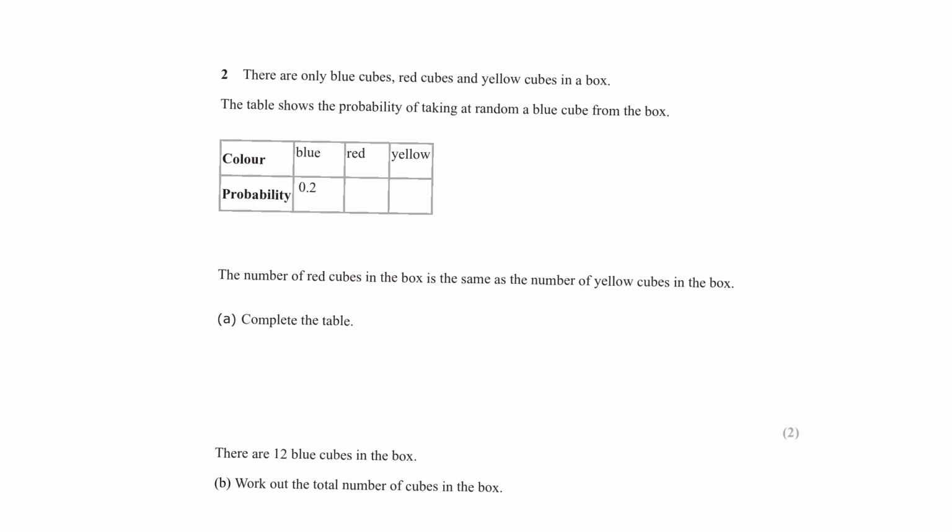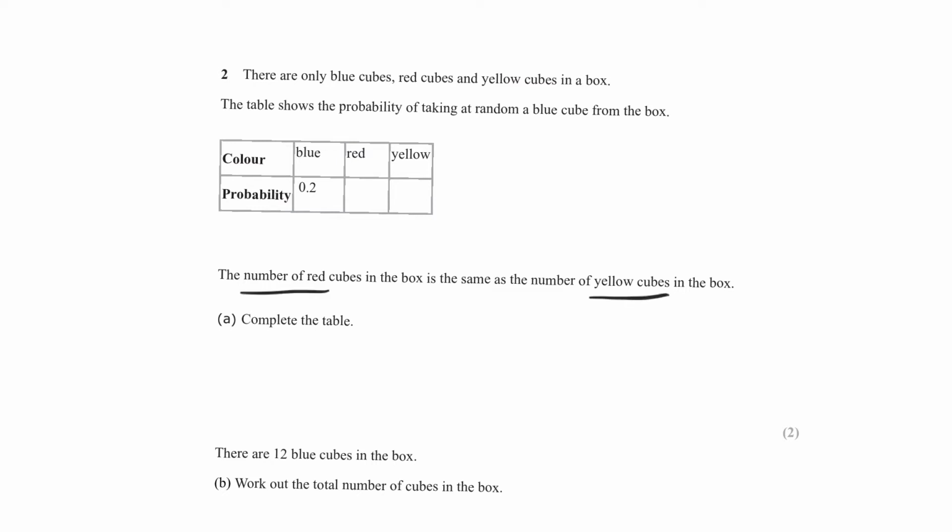Then having a look at question 2, it says that there are only blue cubes, red cubes, and yellow cubes. The table shows the probability of taking a blue at random, which is filled in, but the red and the yellow is not filled in. It says the number of red cubes in the box is the same as the number of yellow cubes, so it wants us to complete the table.